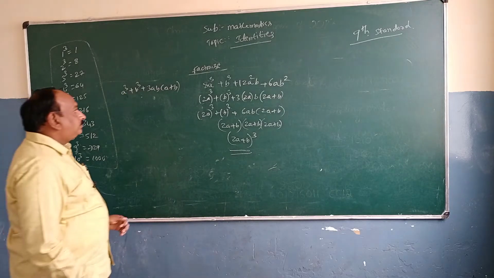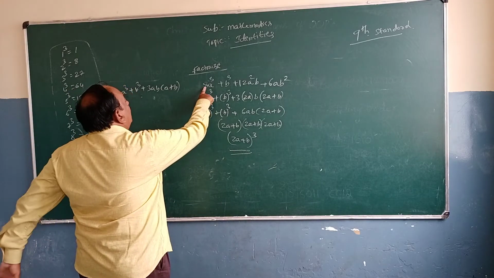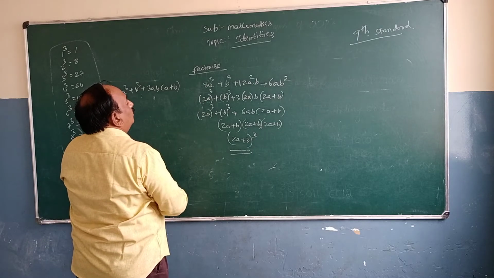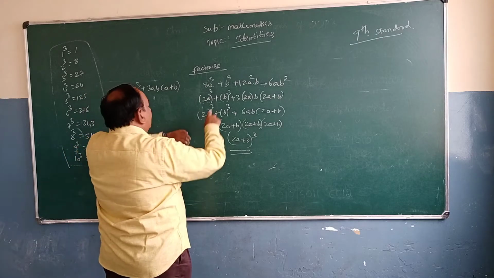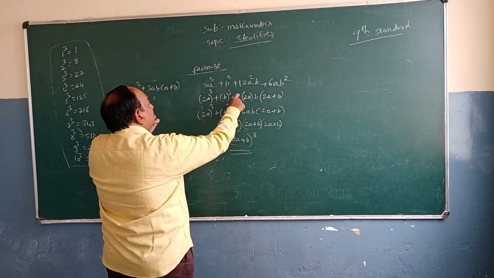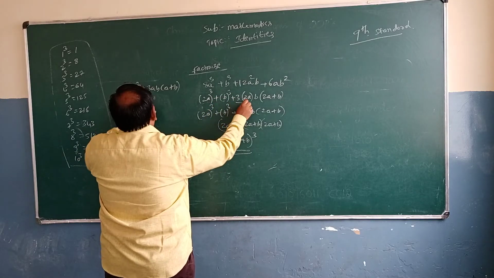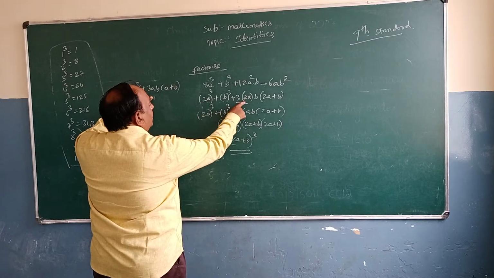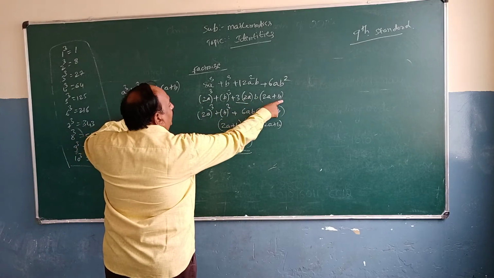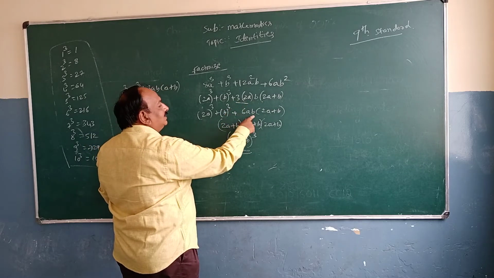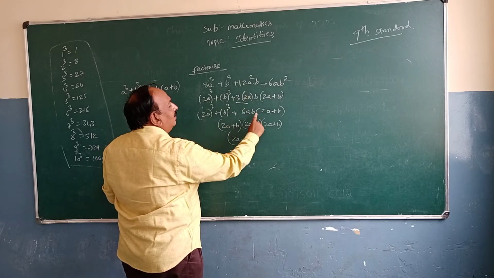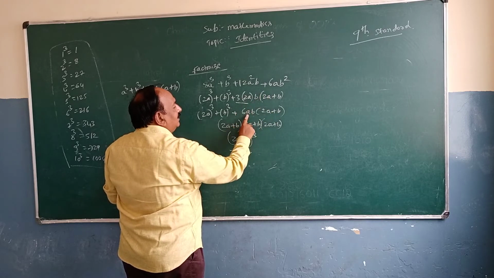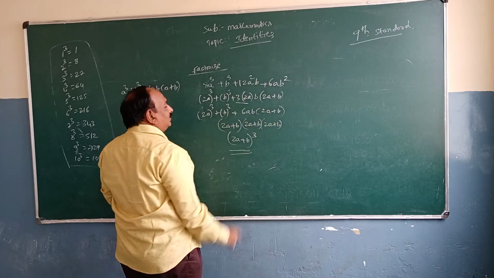Once again, the cube root of 8 is 2, that is 2a whole cube. The cube root of b cube is b, b whole cube plus 3 into, what is this 3? This is formula 3ab. a is 2a, b is b into 2a plus b. 3 2s are 6ab, 6 2s are 12, a into a square b. 6 as it is, a as it is, b into b, b square.